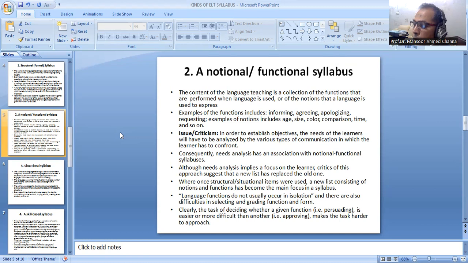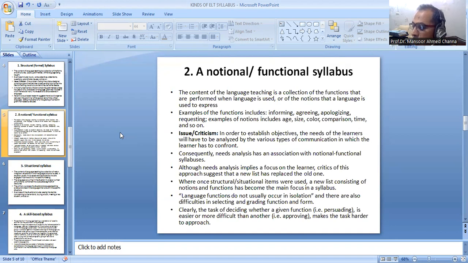There are various issues or criticisms on this type. In order to establish objectives, the needs of the learners will have to be analyzed through the various types of communication in which the learner has to engage. Consequently, needs analysis has an association with notional or functional syllabuses. Although needs analysis implies a focus on the learner, critics of this approach suggest that a new list has replaced the old one.